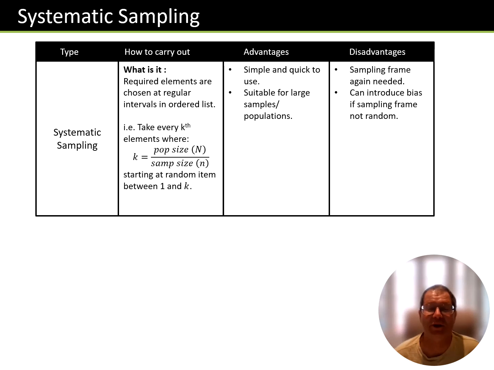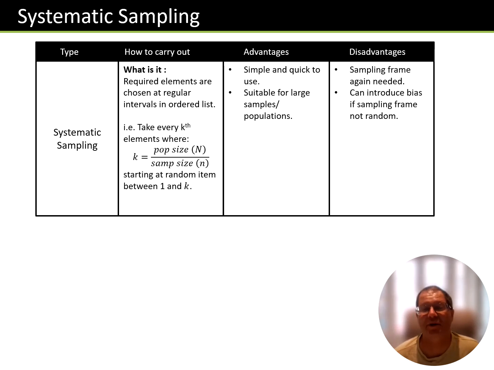The advantages of it is still simple and quick to use. It's maybe not as simple as simple random sampling, but it is very quick. And it is also suitable for large samples. So if you had a list of 10,000 people and you were looking at every 100th one, it will be very quick just to find your first one, and then it's very easy to find the rest.